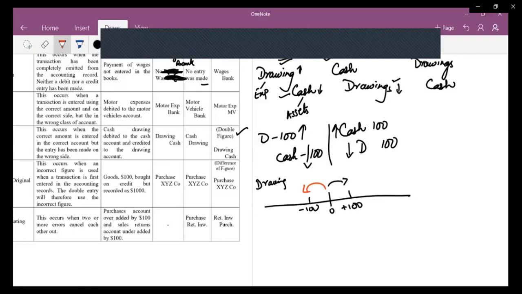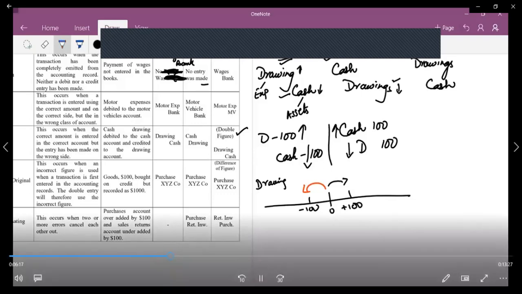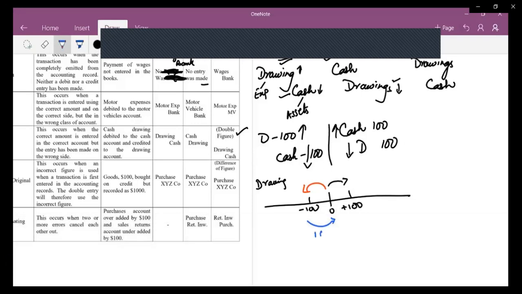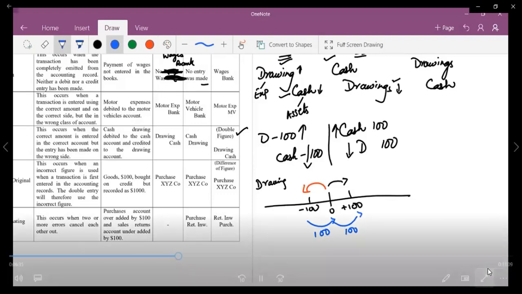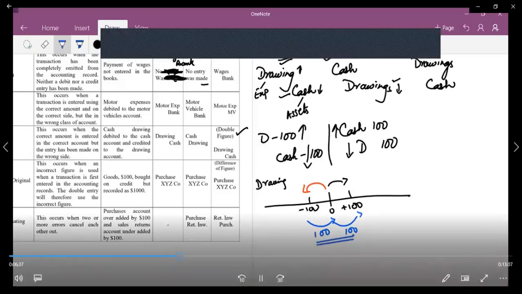Beta, at this stage, we are going to add 100 first. When we add 100, the drawing was in minus 100 by error, so the amount will be 0. And again, when we add one more 100, then the amount will go to $100 plus. That means the amount has to be doubled. That means 200. So this is what I was trying to tell you.